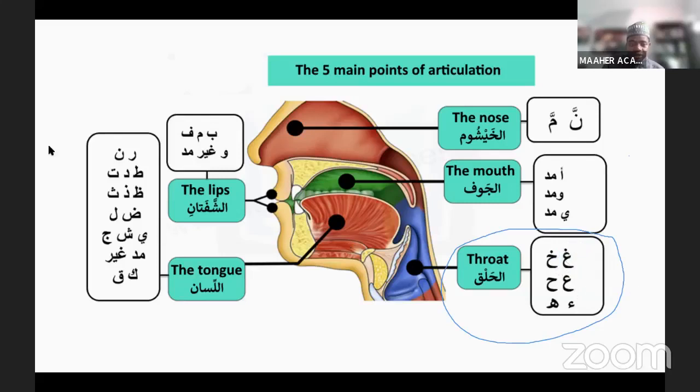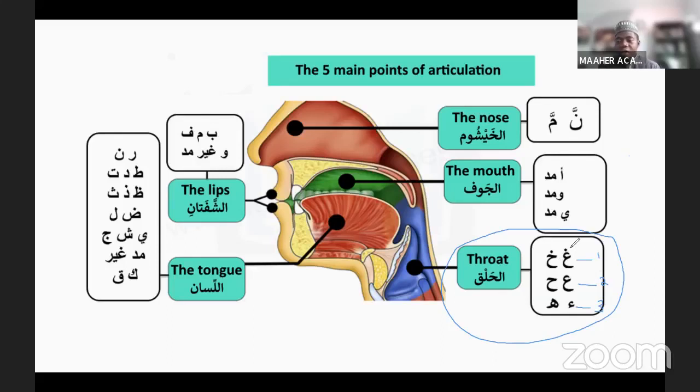the mouth in the throat. So the throat has 3 layers. The Ghain and the Kha come out from the top of the throat, level 1. The Ain and the Ha come out from the mid of the throat. And the Hamza and the Ha come out from the bottom of the throat. These pairs come out from the same region.